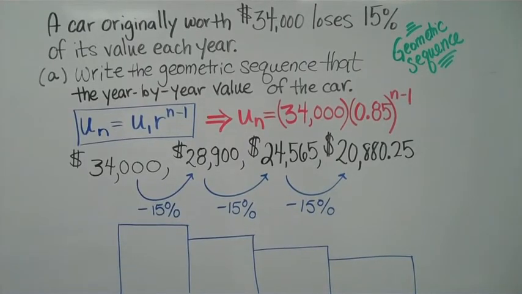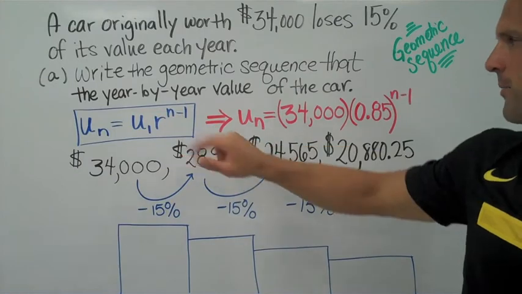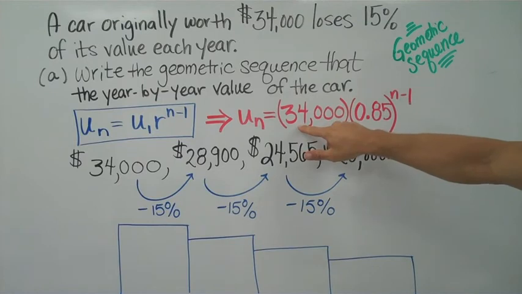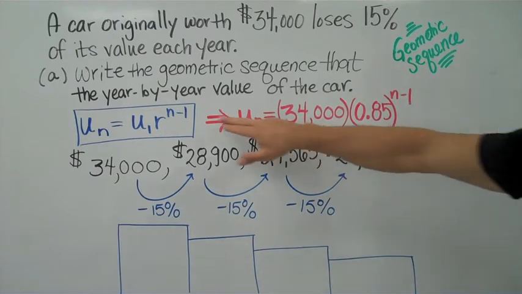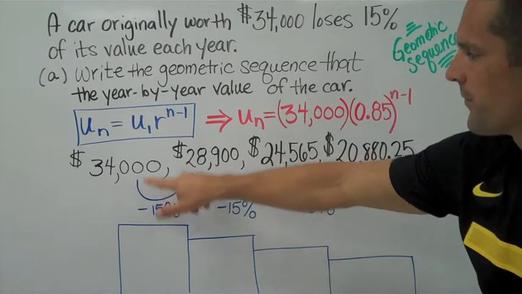Here's an example with a geometric sequence. A car originally worth $34,000 loses 15% of its value each year. Part A says, write the geometric sequence that dictates the year-by-year value of the car. Well, first we have to know the formula. It's un equals u1 times r to the exponent n minus 1. So if we start with $34,000, that is our first term of the sequence, or u1, times r. If we're losing 15% per year, we start at 34,000.